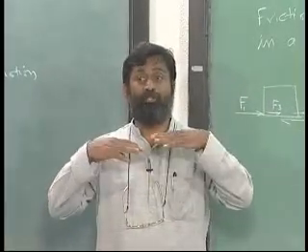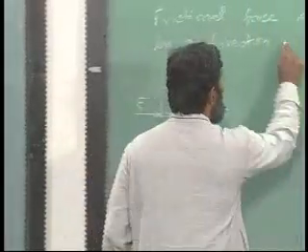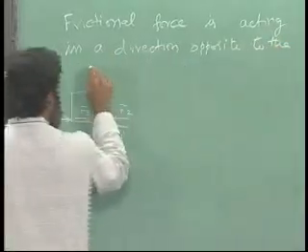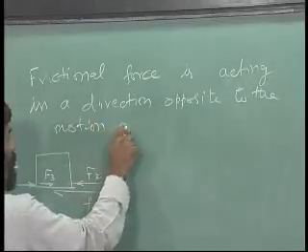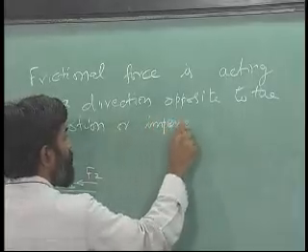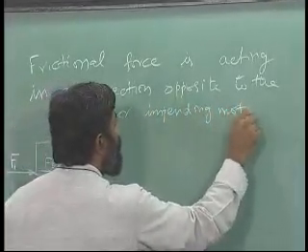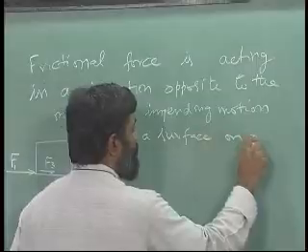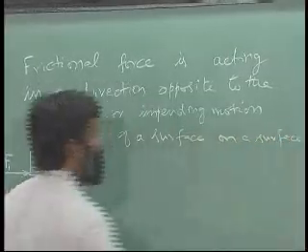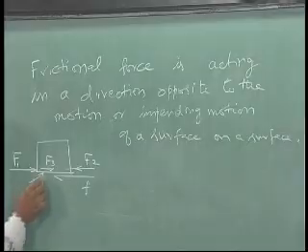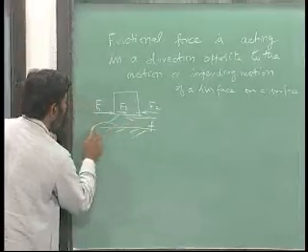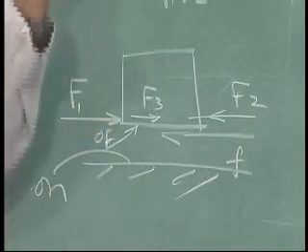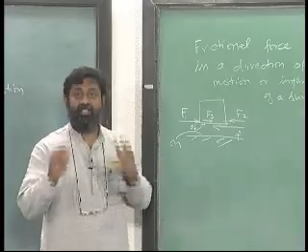It is the resistance to the motion, or in other words in a direction opposite to the motion or impending motion of what? Of a surface on a surface, of a surface which is this surface on a surface which is this surface. This is on, this is off. Is this clear? This should be understood clearly, which means what?